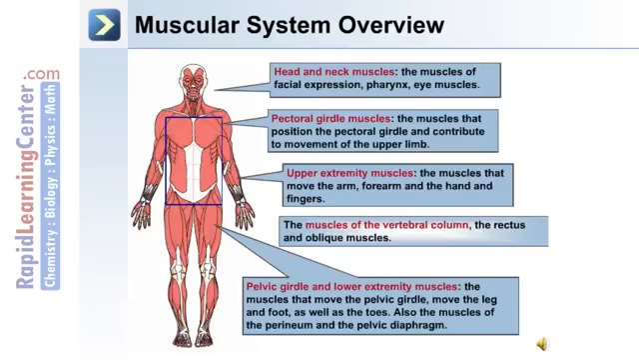We'll also look at the pelvic girdle and the lower extremity muscles. These are the muscles that position the pelvic girdle, move the leg and foot, as well as the toes. Also, the muscles of the perineum and pelvic diaphragm.